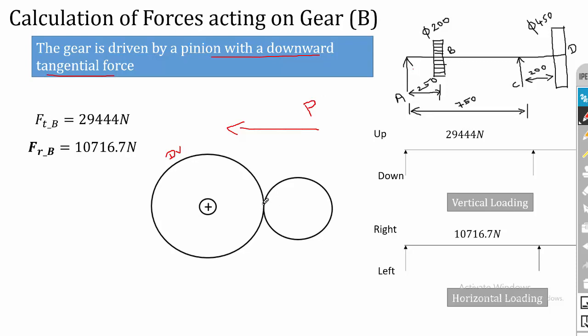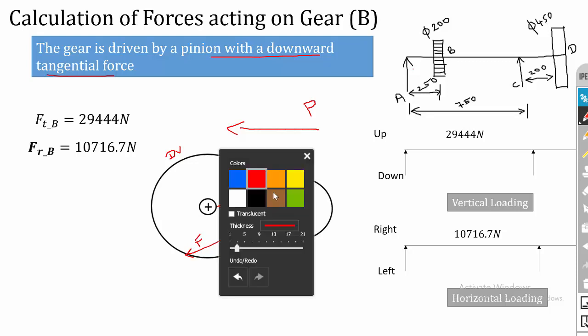So what I am going to do is I am going to draw the tangential force Ft that is acting in the downward direction. So remember that I have not considered any direction of rotation. So Ft is acting in the downward direction. And since it's a driven gear, then Fr will definitely act towards the left side. So this is your Fr. So if Ft is vertical downwards and Fr is towards left side, then definitely F will be like this. So this is the direction of F.